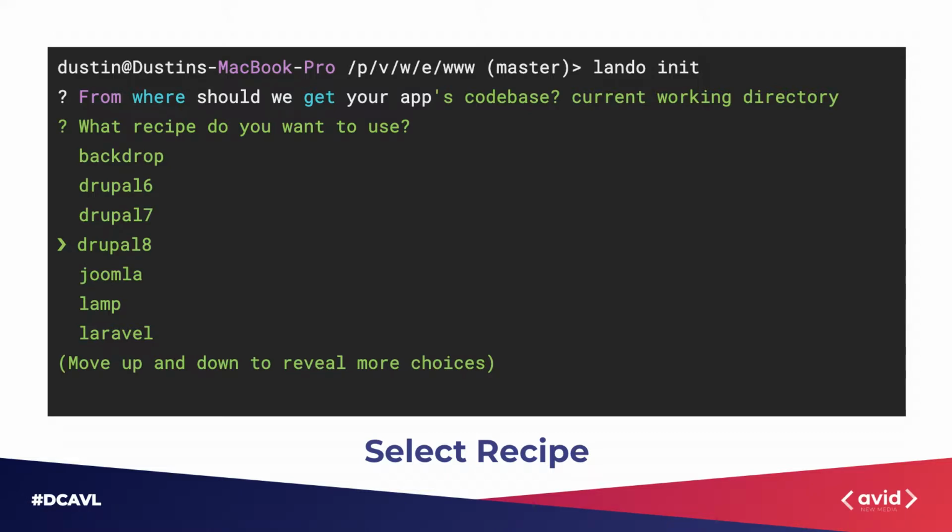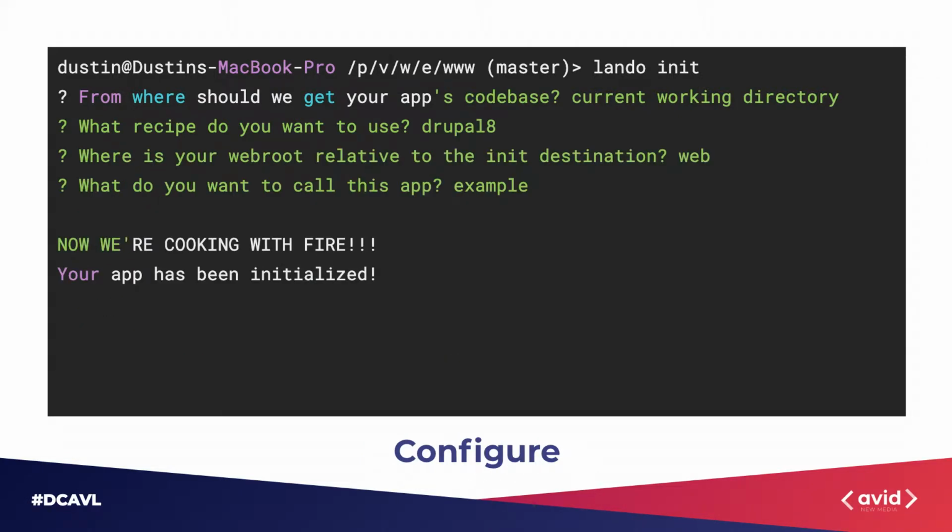You can then select the version of the recipe you'd like to install. In our case, we're going to use Drupal 8. And then we can select the web root relative to where the Lando file exists. So the Drupal project builds to the web folder, so we're going to select web. If you just downloaded Drupal directly from Drupal.org and unzipped it, it would just be a dot for your current working directory. And then we name it.